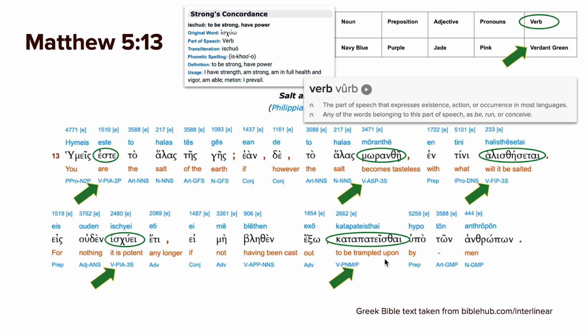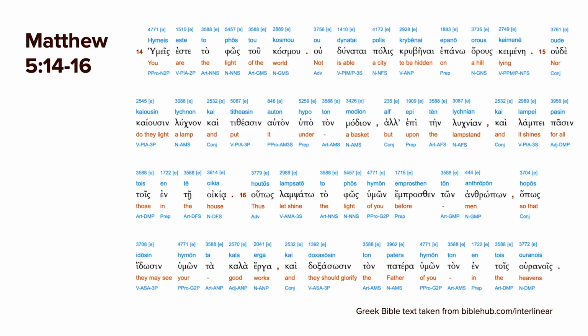katapateisthai. Now, in English, our infinitives start with to. So to trample. And in this case, it's passive. And here we call it middle passive. We'll explain that in the future. But that means to be trampled upon. So instead of to trample, you have to be trampled. That's passive. The action is happening to the subject instead of the subject doing the action. So here it's present. And this N stands for infinitive, and it's middle/passive voice. And don't worry, we will get into that later, but I just want to give you some idea of what these little letters stand for. All right, let's read our next verse.